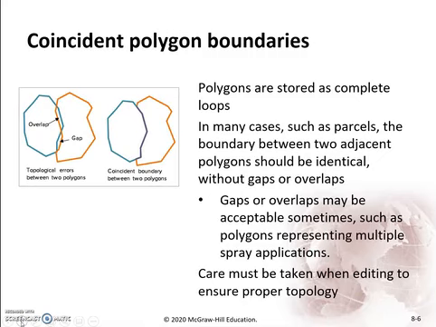Polygons are stored as complete loops. In many cases, such as parcels, the boundary between two adjacent polygons should be identical, without gaps or overlaps. Gaps or overlaps may be acceptable sometimes, such as polygons representing multiple spray applications. So you have to take care when editing to ensure proper topology.